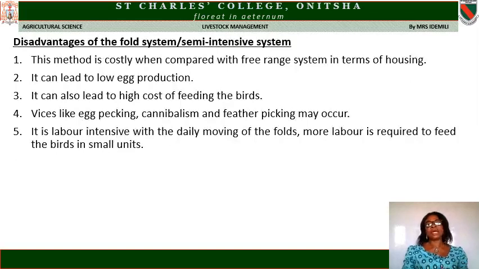Disadvantages of the fold system or the semi-intensive system. 1. This method is costly when you compare it with the free-range system, especially in housing. Number 2, it can lead to low egg production because the birds are not well fed. Number 3, it can also lead to high cost of feeding the birds if the farmer is bringing in feeds for the birds. Number 4, vices like egg pecking, cannibalism, and feather picking may occur amongst the birds. Number 5, it is labor intensive. With the daily moving of the folds, more labor is also required to fix the birds in small units.